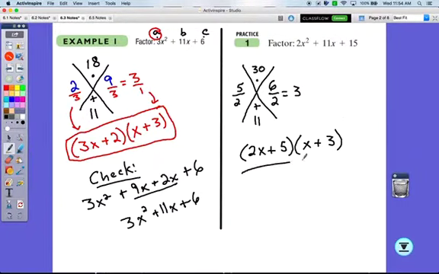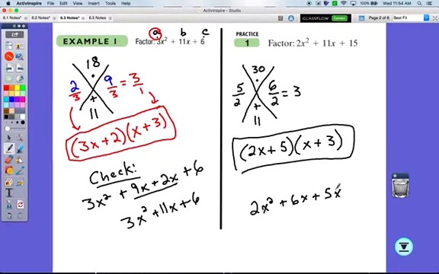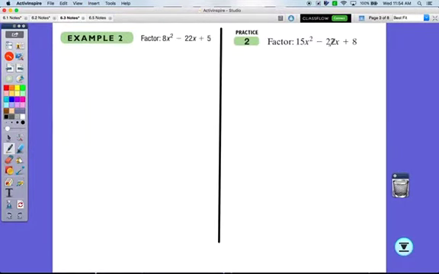Again, to check yourself, 2x times the x gives me 2x squared. 2x times the 3 gives me 6x. 5 times the x gives me 5x. And 5 times the 3 gives me the plus 15. And if you look here in the middle, those two, 6x and 5x, do add up to the 11x. And that's how you do it. Let's get some more practice problems here.